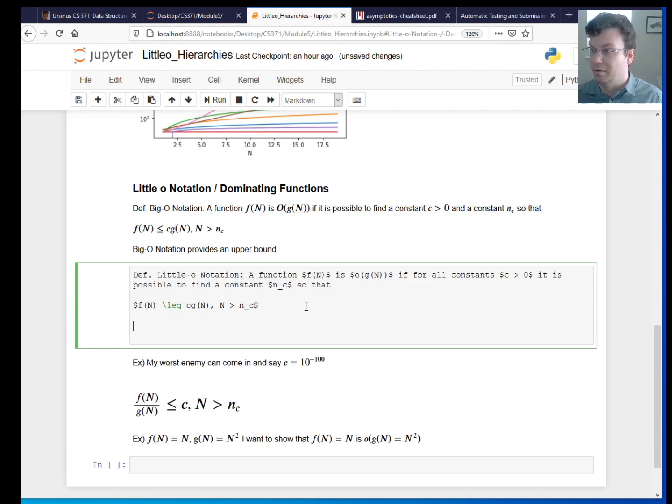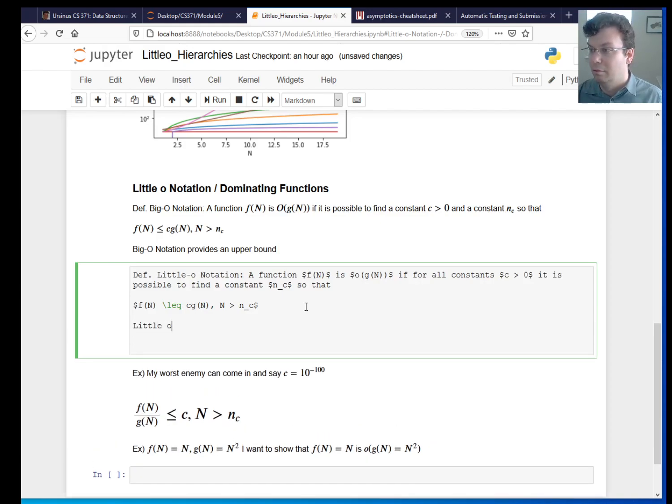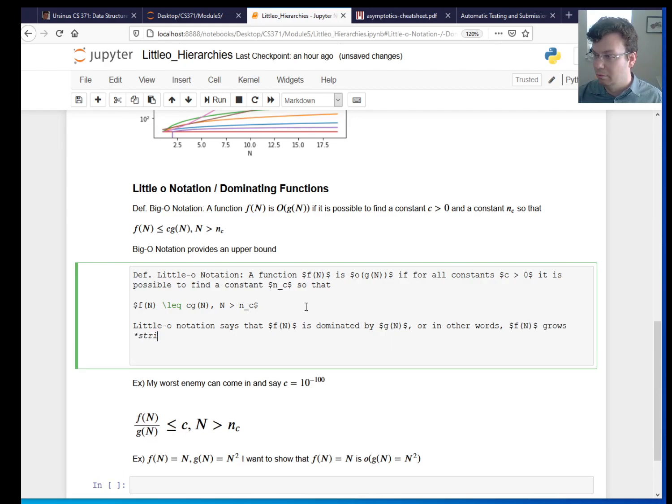Little o notation says something a little different. It is an upper bound, but it's a stronger upper bound. That really says that f of n is dominated by g of n, or in other words, that f of n grows strictly more slowly than g of n.